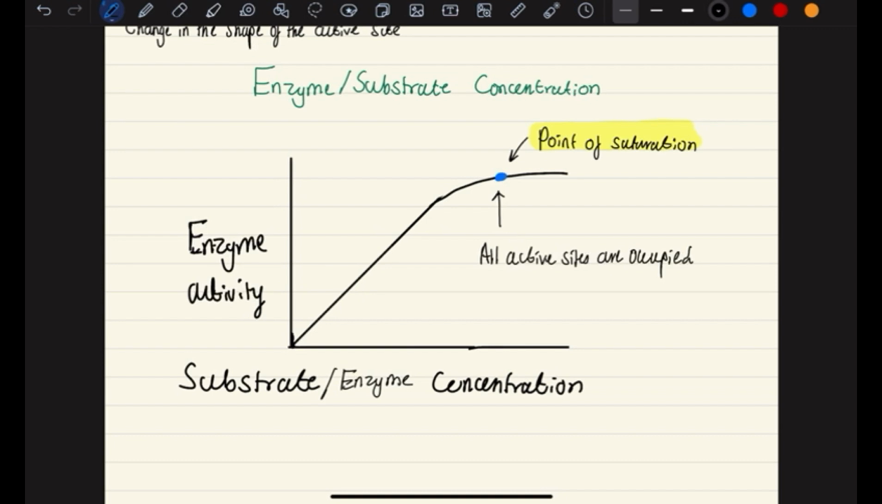And similarly with substrate, that gets to a point where all of the active sites are occupied, and that is your point of saturation. And then you can't increase the rate of reaction by increasing substrate concentration.